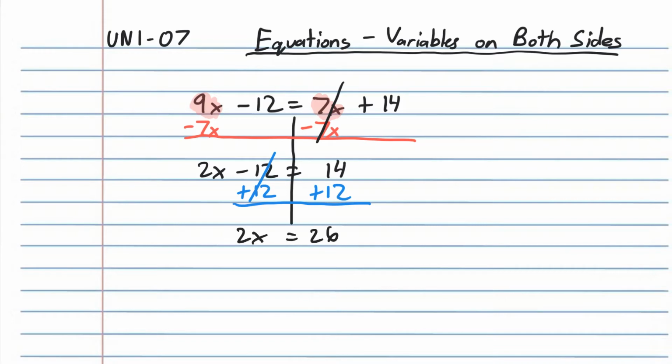And 14 plus 12 gives us 26. And last step, we can get rid of that 2 by dividing. So that brings our answer to x is equal to 13. Okay, so not too bad. It's just a little bit more steps than the previous questions.